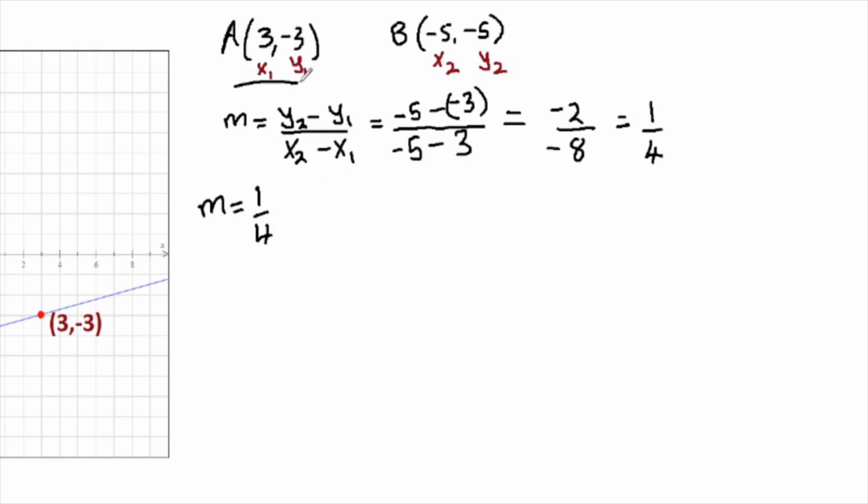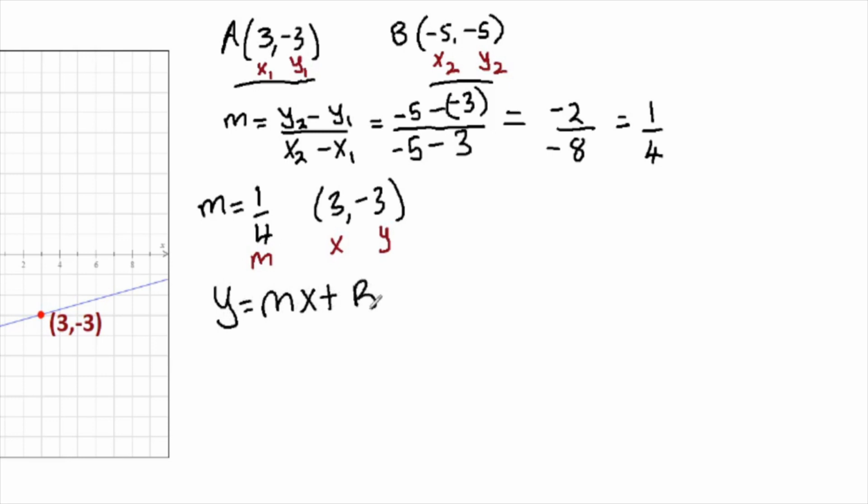I can take either this point or this point. It doesn't matter. So let me take the point A, and this is 3 and negative 3. So this will be my m, this is my x, and this is my y. My next step is to write the formula for finding the equation of a line, that is y equals mx plus b. The reason I'm writing this is so that I find b by itself, because I have a value of y, I have a value of m, and I have a value of x.